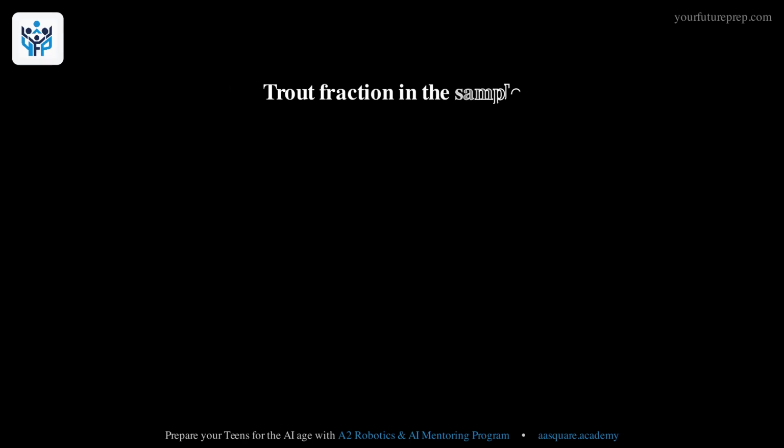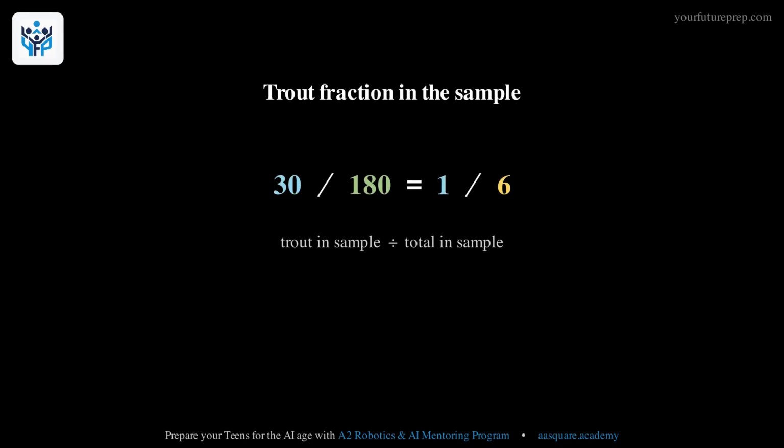Let's start with the sample. Out of 180 fish, 30 were trout. So the fraction that are trout is 30 over 180, which simplifies to 1 over 6.